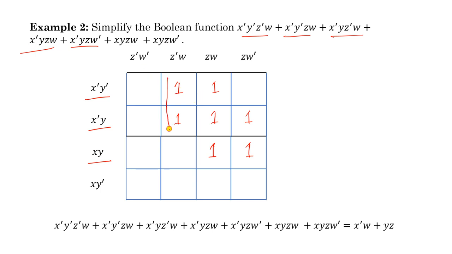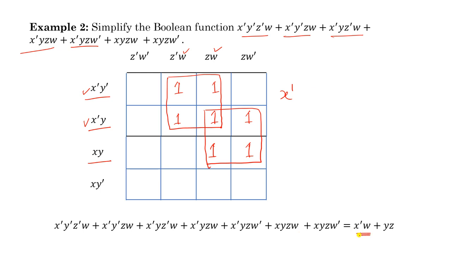So first block, look at this. This is a 2 by 2 block, and we can utilize this one time more. Then we can have another block of 2 by 2. So this is equivalent to a term with two literals, and the literals are, look at this, x dash is same in both and w is same in this, so the equivalent term is x dash w.